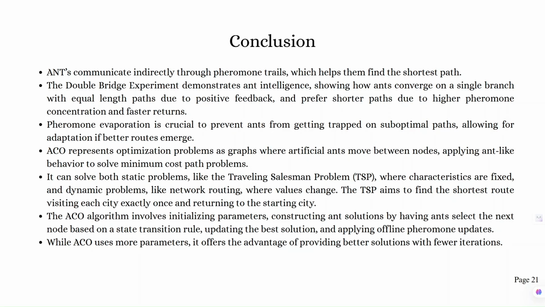Here is the conclusion of this presentation. We have discussed all this in this presentation. Ants communicate indirectly through pheromones. The double bridge experiment was demonstrated. Pheromone evaporation is a crucial parameter. ACO represents the optimization problem as a graph where artificial ants move between the nodes. It can solve both static and dynamic problems. In static, we discussed the traveling salesman problem. We also discussed the limitations and advantages.